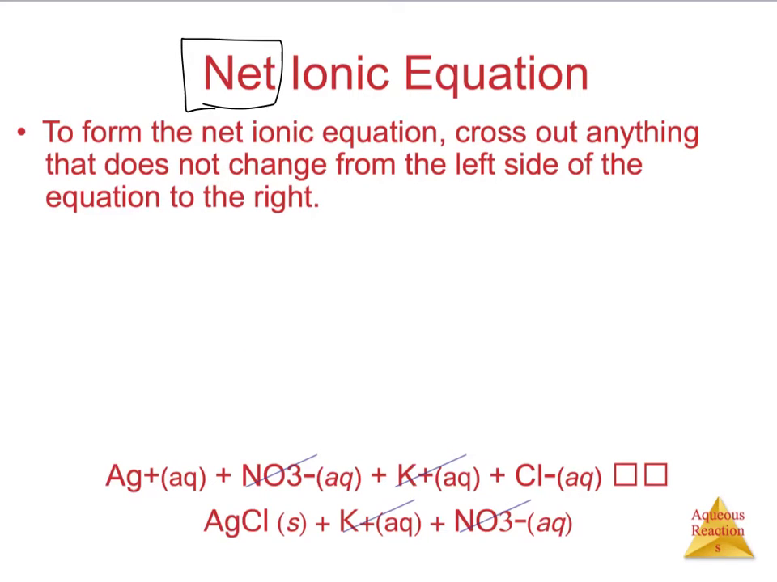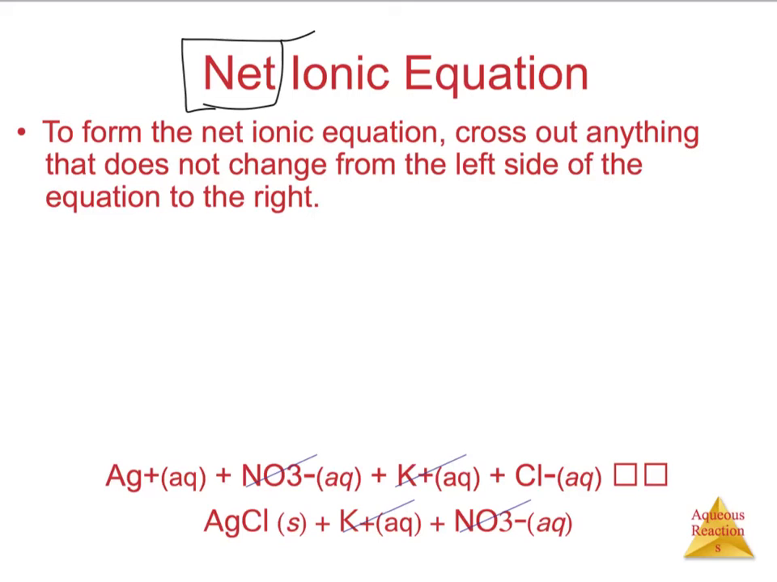Okay, to form the net ionic equation, cross out anything that does not change from the left side of the equation to the right. So all this is like when you get your paycheck. It's what's left after the taxes are taken out, the net. This is what we'll mainly be dealing with because we don't care about all the spectator ions. Okay, they're spectators.